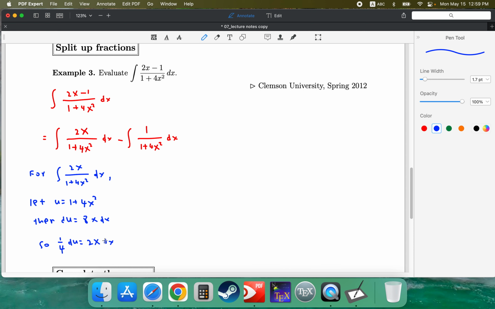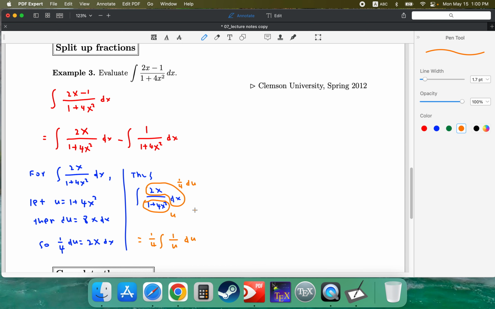Okay, 2x dx. So that means in my 2x over 1 plus 4x squared, my 2x dx is my 1 over 4 du, and my 1 plus 4x squared, the whole thing, is my u. So you can see that I take care of everything. And then this becomes 1 over 4, the integral of 1 over u du.